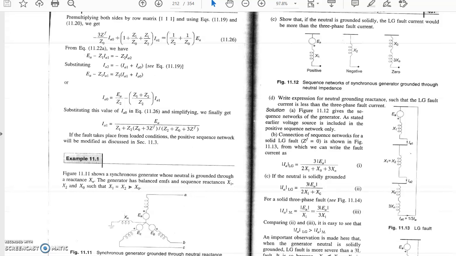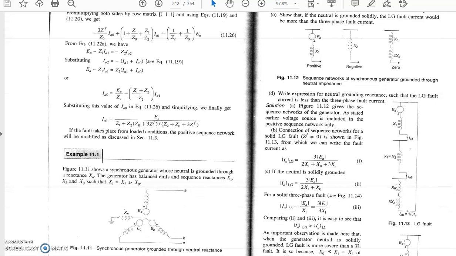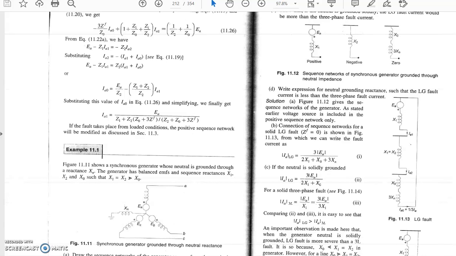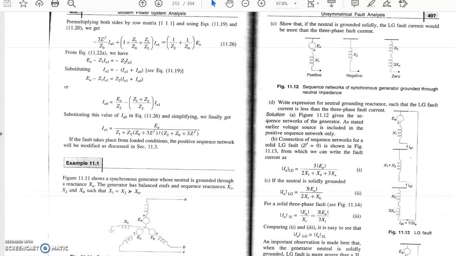The calculation is very easy. You can read it in this diagram, but the conclusion is important as per the competitive exams. So this is all about unsymmetrical fault analysis.